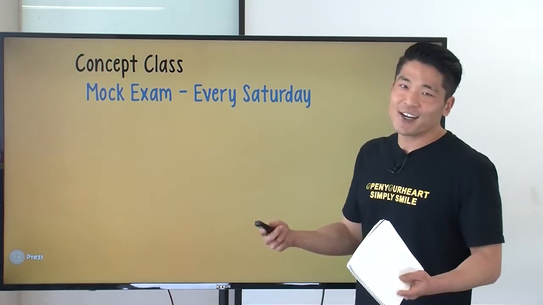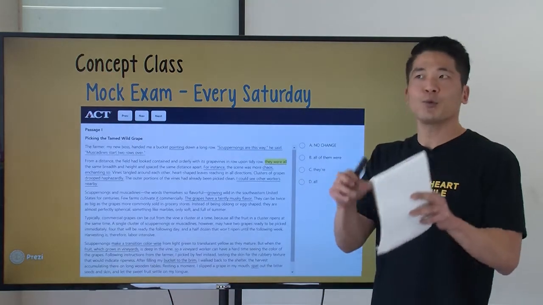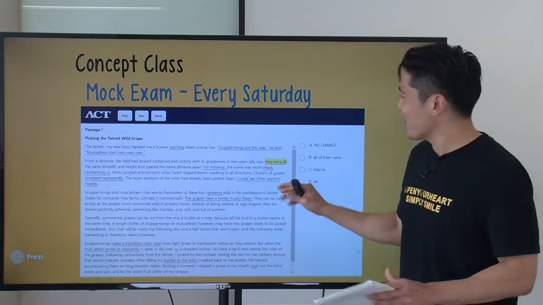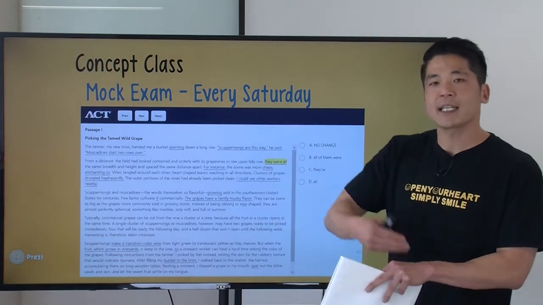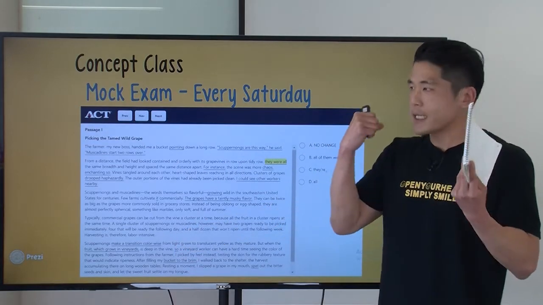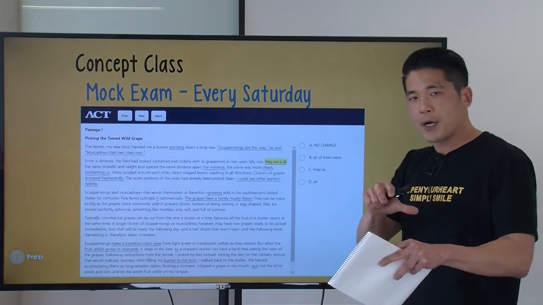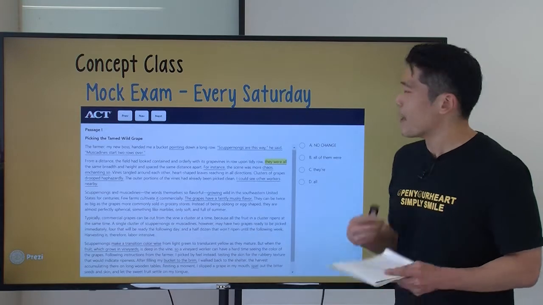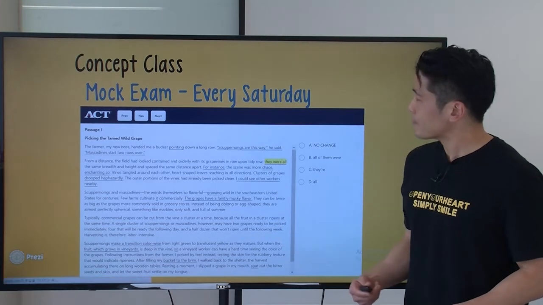So every single Saturday, students in the concept class will take an actual ACT exam on the computers. So the look and the feel of these tests will be just like the 실제 시험 exam. So this will really help students to gain the sort of experience. It'll help them to manage their time better. It'll also help them to ease their nerves, and help them to better prepare for the actual ACT test.